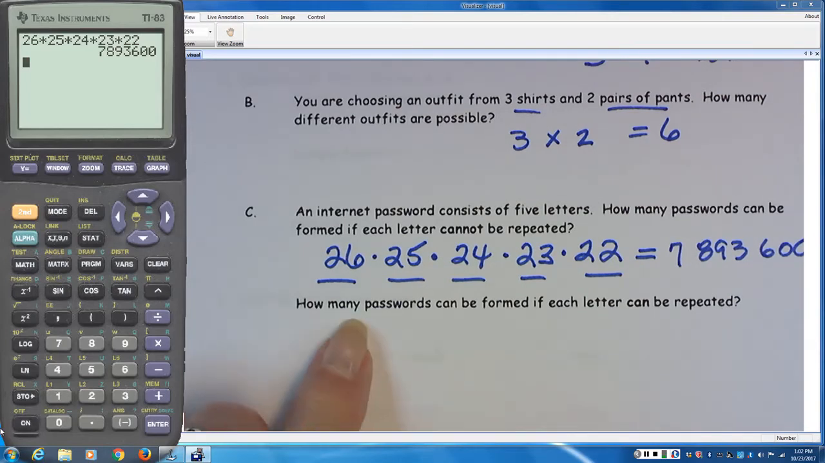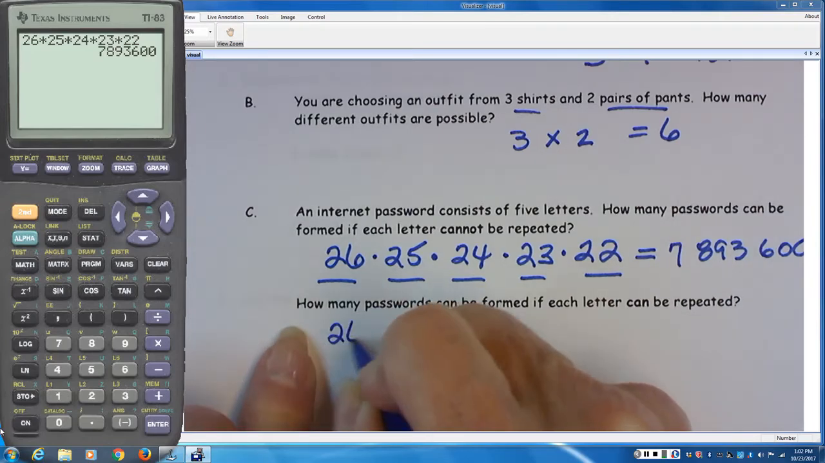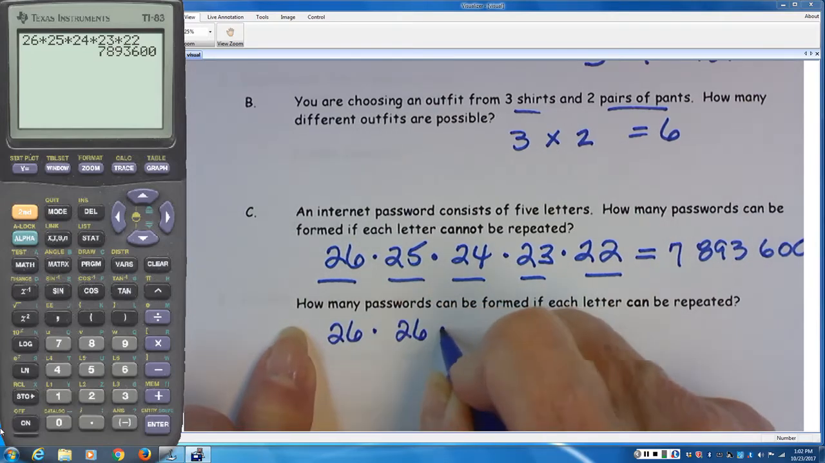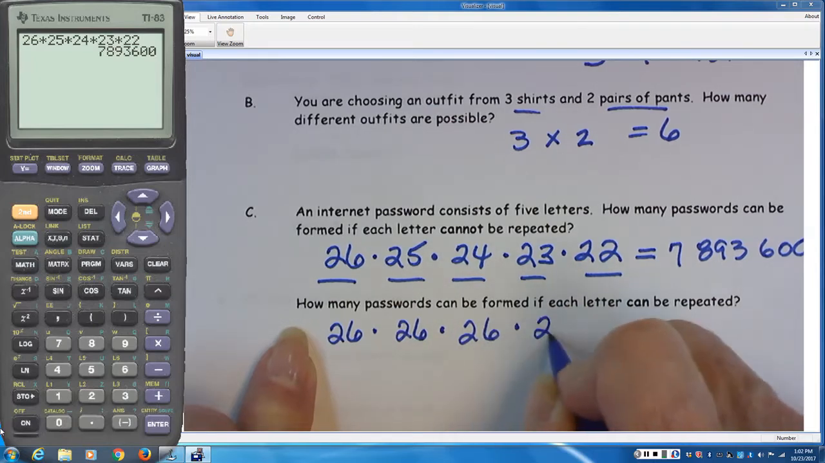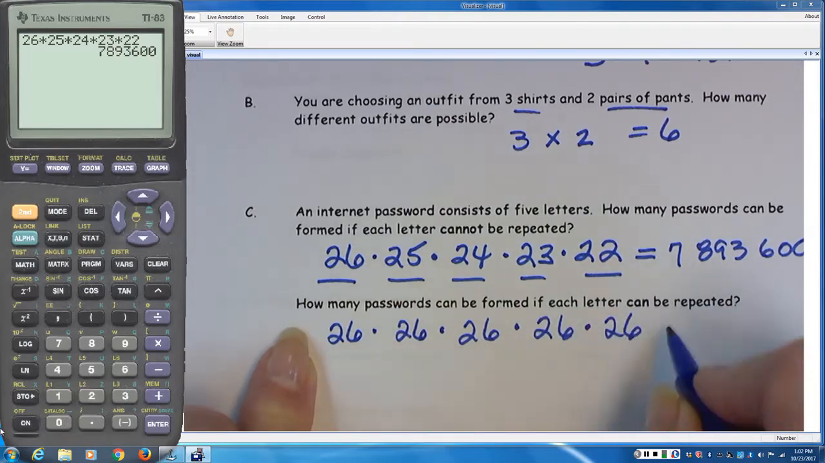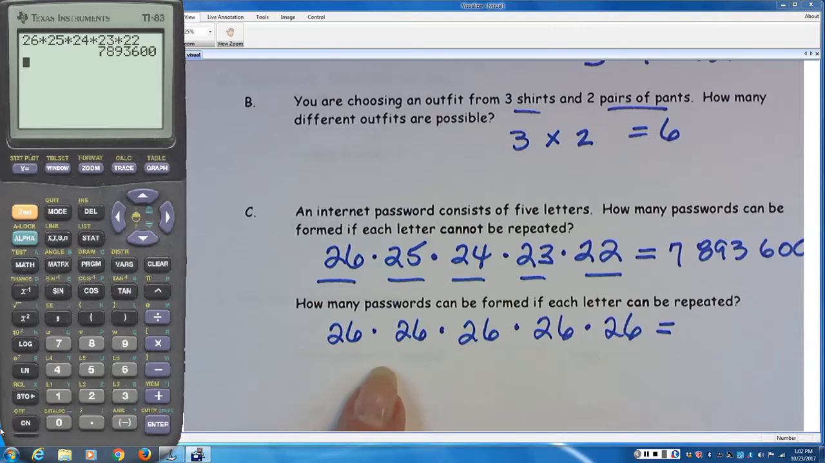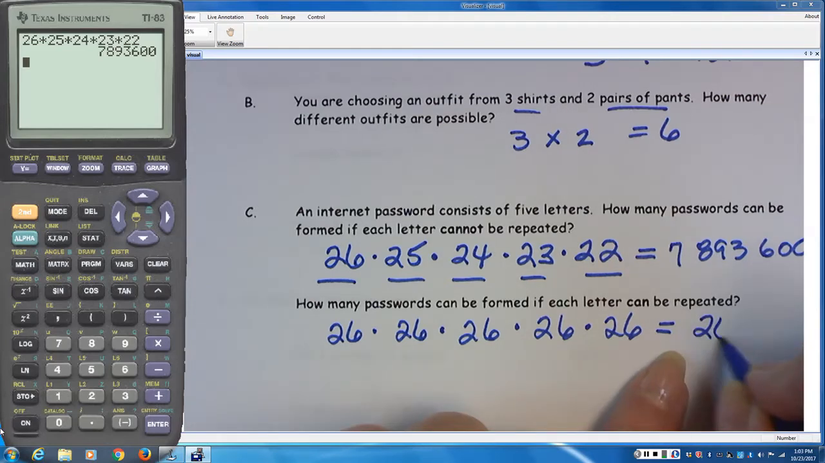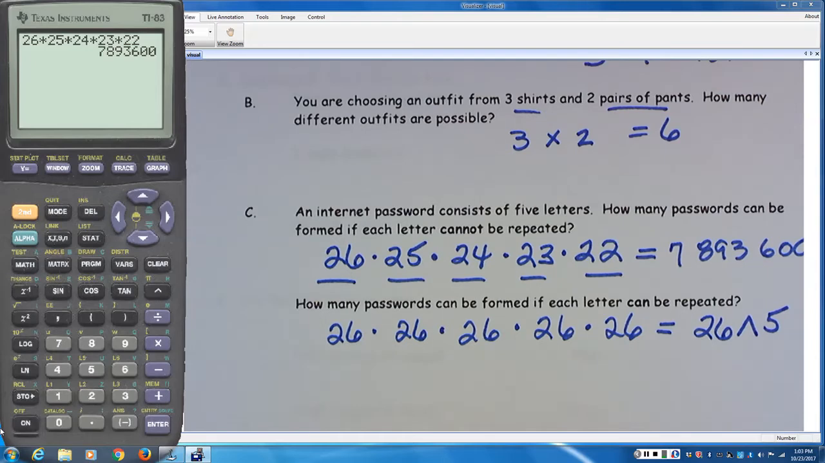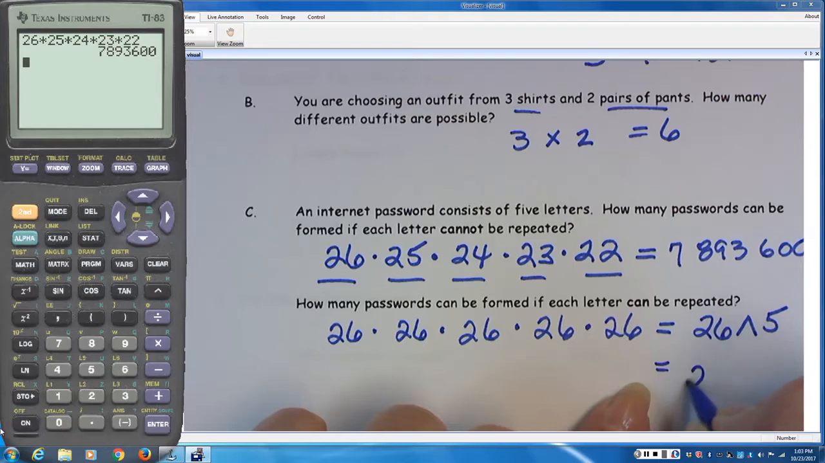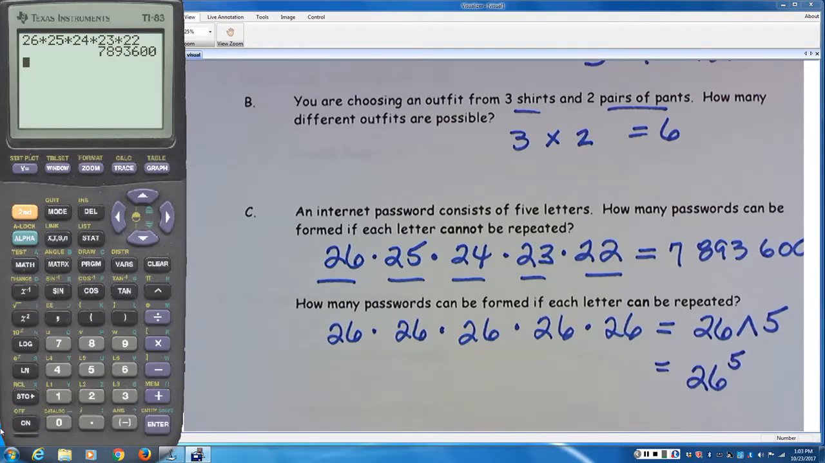And it says, well, how many can you make if every letter can be repeated? Well, that's 26 times 26 times 26 times 26 times 26. And your calculator, in order for you not to have to actually list all of those out, your calculator will take it also as 26 to the 5th power, because you're multiplying 26 times itself 5 times. So there's your calculator notation, and it's the same as this, 26 to the 5th power.